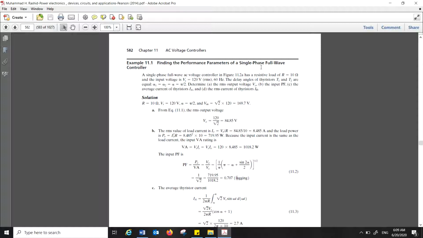Actually, the RMS output is what will determine your performance, along with the average currents and the RMS currents. The given things we have. The next is that we have the RMS value of the supply, from which we can get the maximum value. The firing angle is pi by 2. We can get the output RMS from equation 11.1, where Vs is 120.